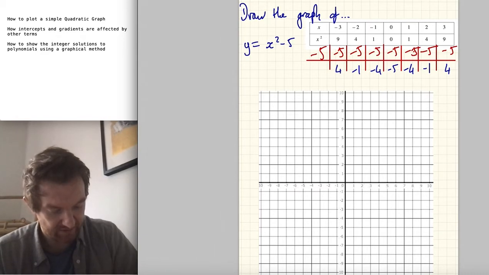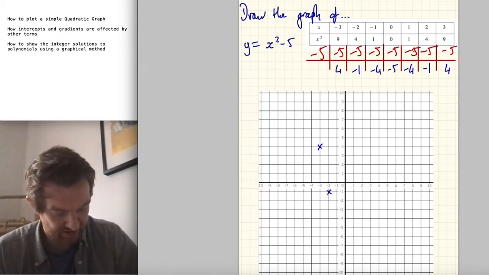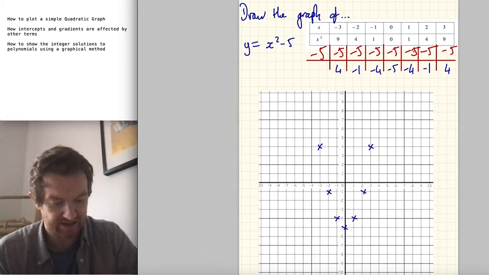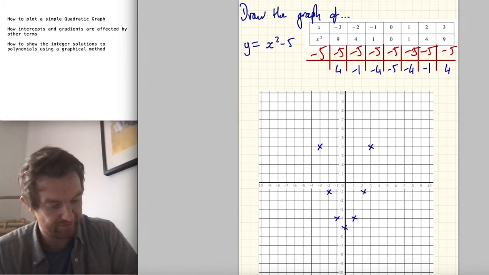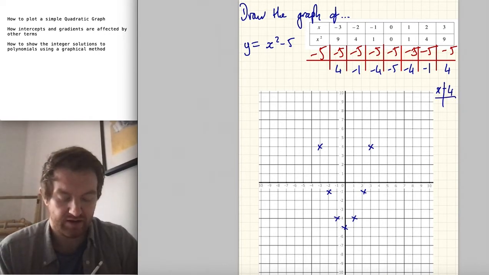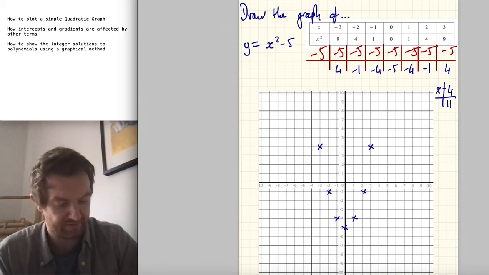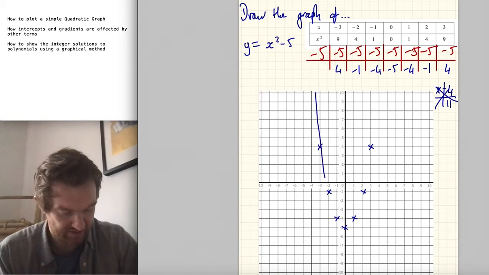And again, we can plot those points. Negative 3 goes to 4. Then we go down to negative 1. Then we go down to negative 4, negative 5, negative 4. And then if we did actually extend this table, we could have put in a 4. If x was 4, the value of y would be 11, but that's just off our graph, so we know we can't do that one. So again, we plot our little curve, our parabola down.